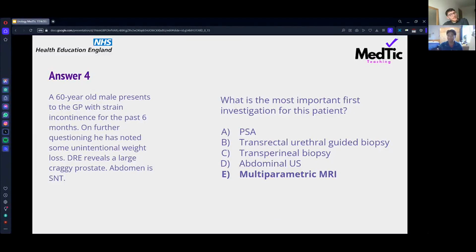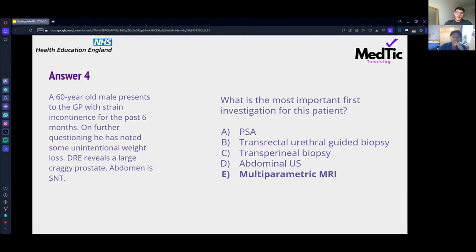Essentially the most important initial investigation in a highly suspected prostate cancer is an MRI scan. Yes, PSA is an investigation that you will do. However, as we just spoke about, it is non-specific. Even if it's raised, there are other things that might raise it. So it's important for that not to be the only factor that you go off when thinking about further investigations to actually get to the diagnosis for the patient.